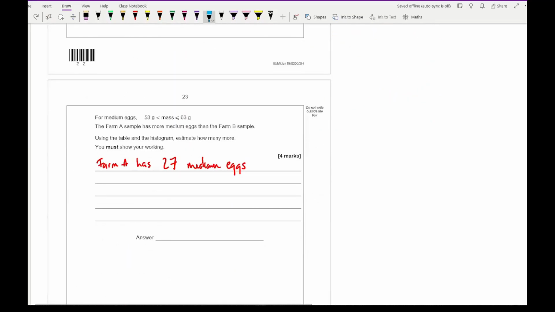So that means that farm B, rather, has 18 medium X. So in terms of the difference, what's the difference between 27 and 18? It's going to be 9.